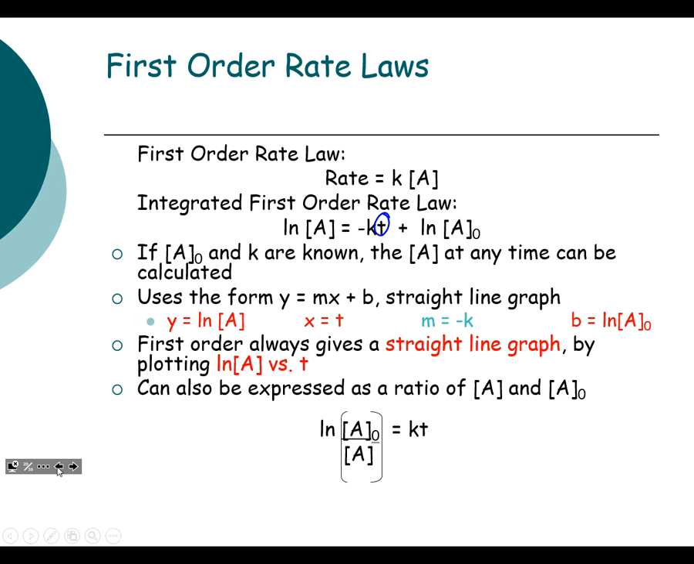First order always gives a straight line graph by plotting this. So when we're doing the graphical method and you want to know if it's first order or not, that's what you have to graph: the natural log of A versus time. There's another way to express this, but I don't think you're ever going to use it, so you could probably just mark that off of your memory list.